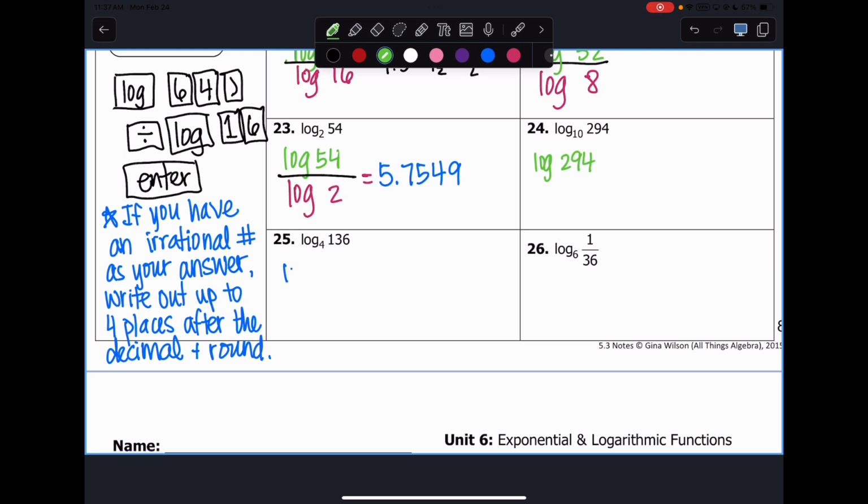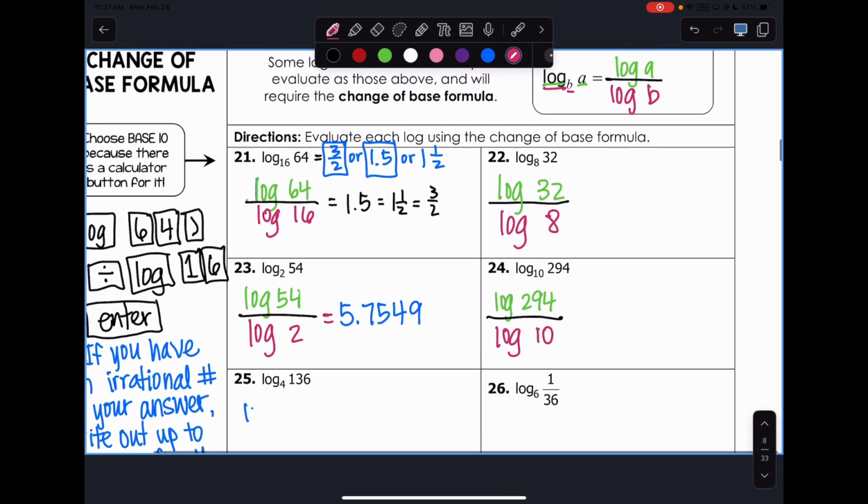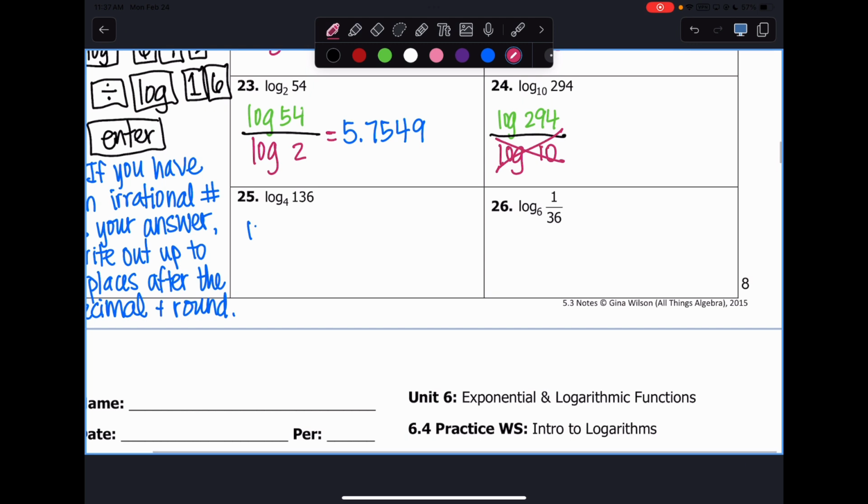Log of 294 divided by log of base 10. Oh, wait a minute. Do I really need to do base 10? No, so all you have to do is just put in your calculator log 294, and you should get the answer that you're looking for. Okay, so if I do log 294, and I get 2.4683473, so I'm going to go up to the fourth place, which is 3. I look to my right and I see 4, which is less than 5. So you leave it as it is.